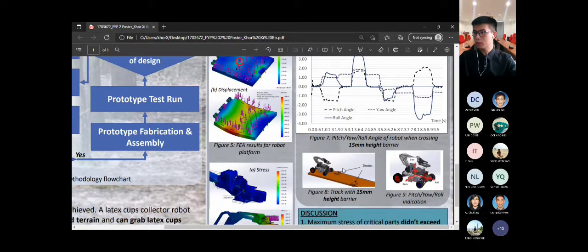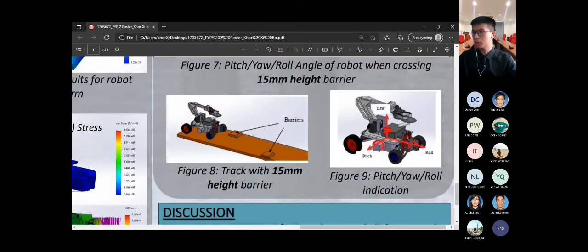The prototype is needed to travel on the track with 50 millimeters height barriers to simulate the unstructured terrain in the rubber plantations. And the result obtained from this motion study is in terms of pitch, yaw, and roll angle.